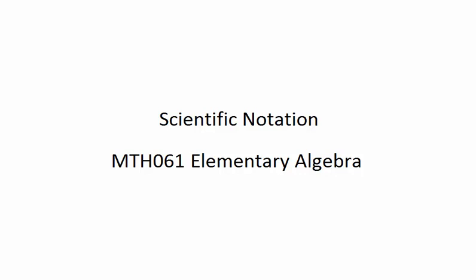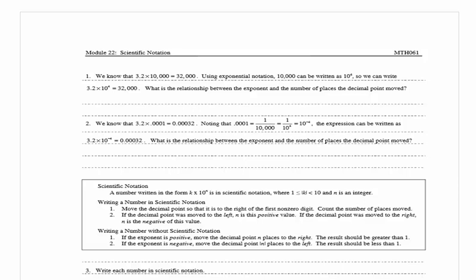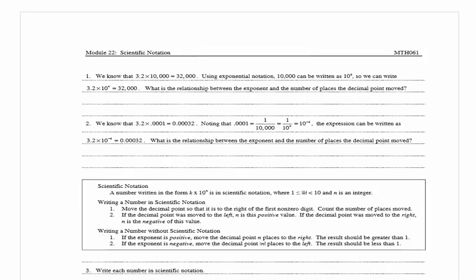In this video, we're going to be looking at scientific notation. In 1, it says, we know that 3.2 times 10,000 is equal to 32,000. Using exponential notation, 10,000 can be written as 10 to the fourth. So we can write 3.2 times 10 to the fourth is equal to 32,000. What is the relationship between the exponent and the number of decimal places moved?